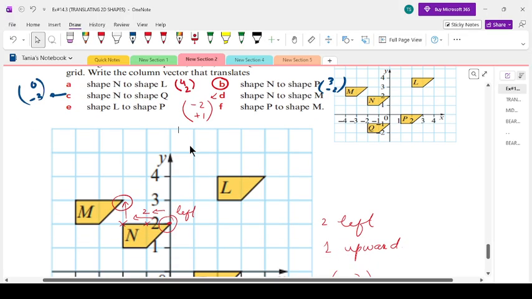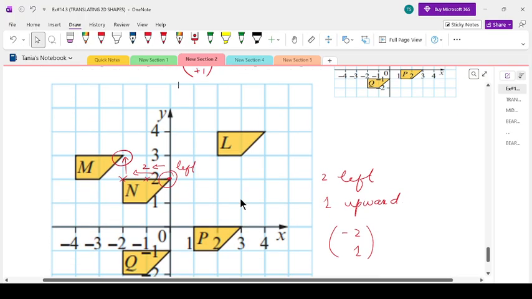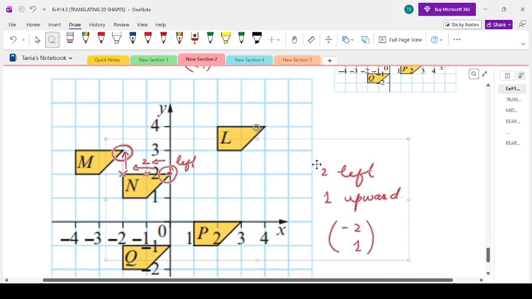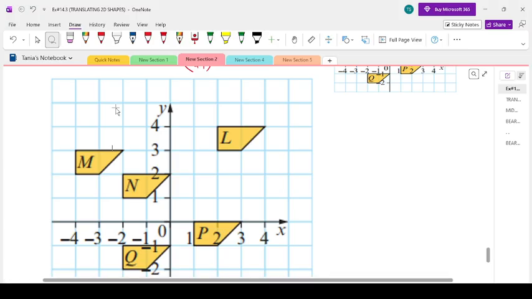Then we have E part. In the E part they are saying L to P. This is L and this is P. So we have to use the similar method over there. This is L and this is P.